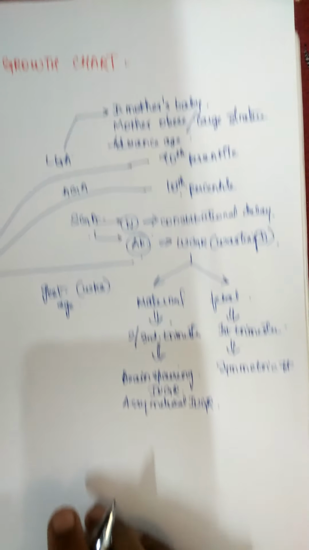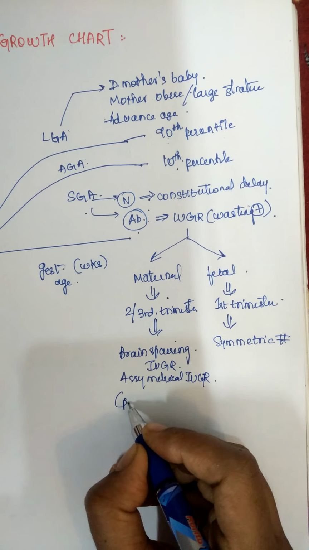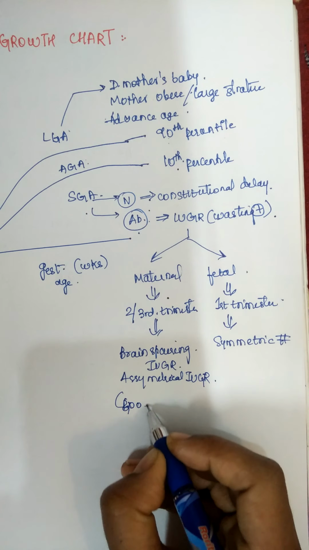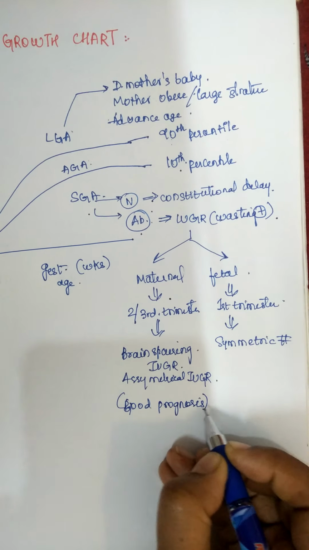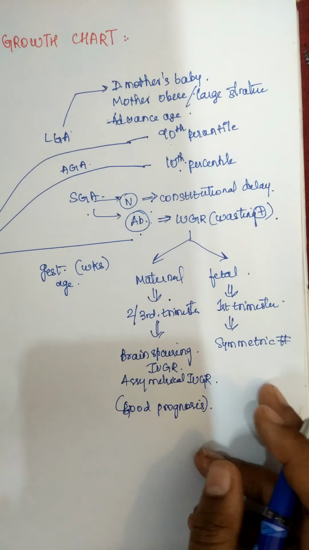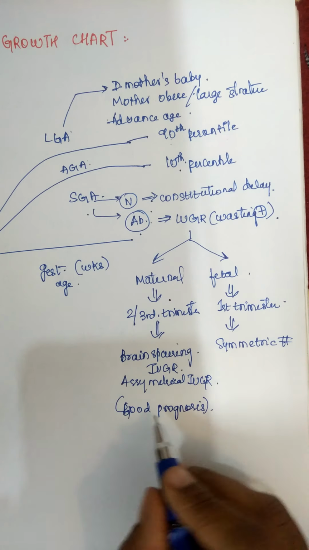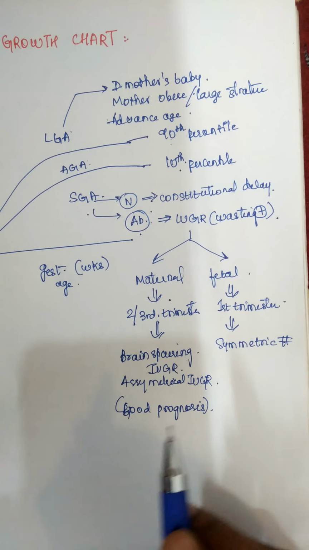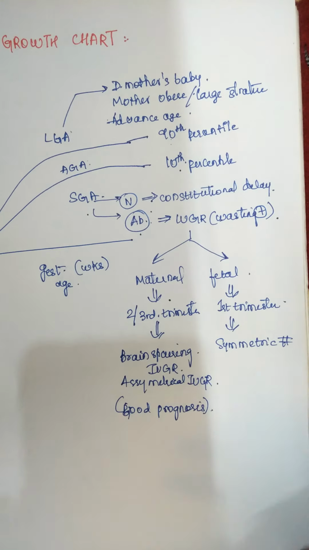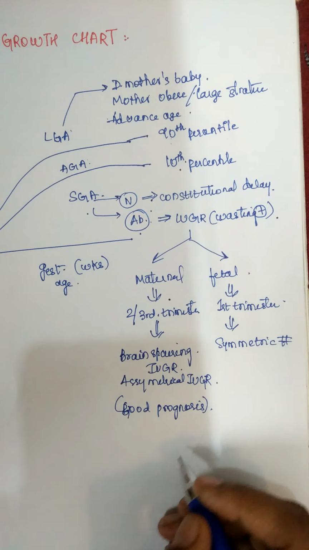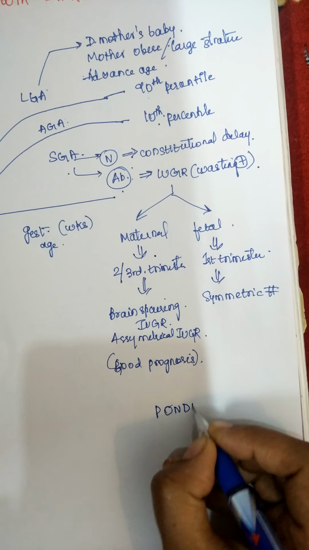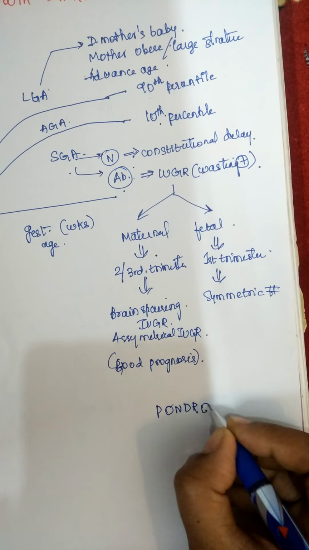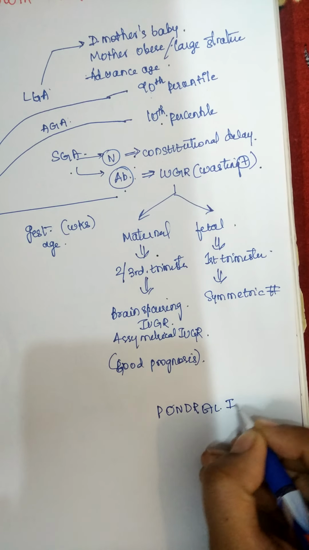In fact, the asymmetrical IUGR has a good prognosis, because at least the brain is spared. So it is a good prognosis. Now you should know how to differentiate between symmetrical IUGR and asymmetrical IUGR. It is by the Ponderal index.